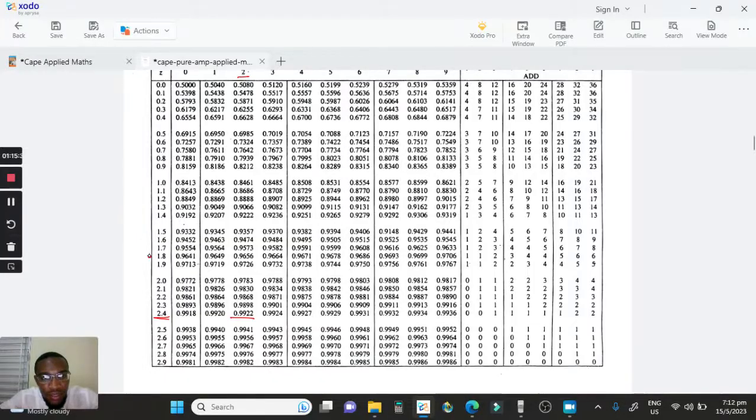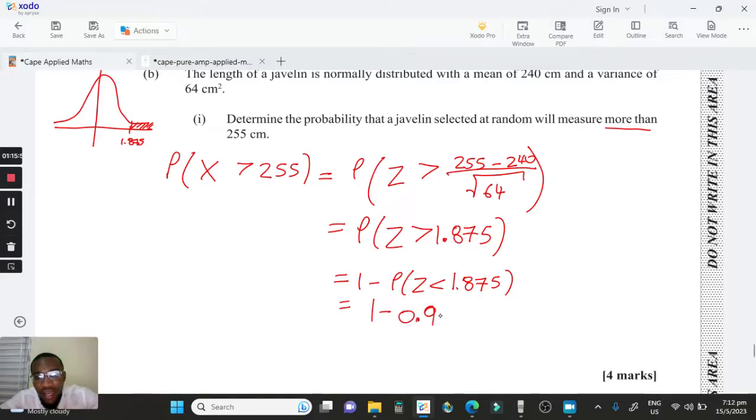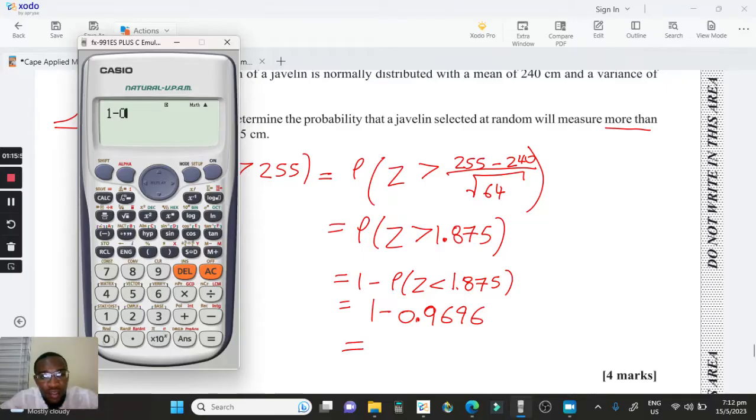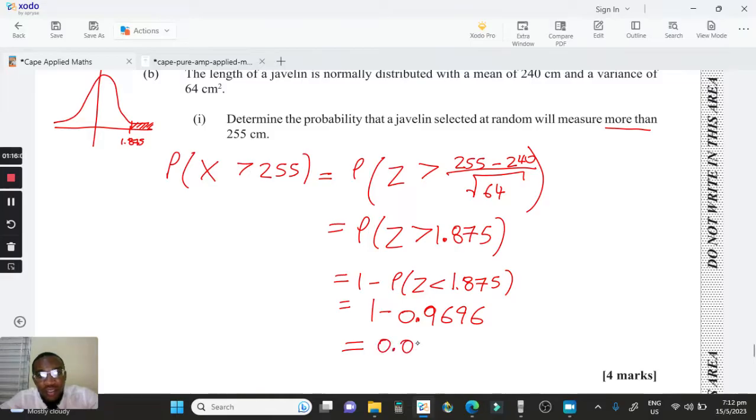So this is a normal table. This is 1.8, this is 1.87, this is 1.88. So in between those two would be 0.963 and 0.9699 is 0.9696. So this is 0.9696. So that's what we're going to do. This is 1 minus 0.9696. We subtract, and we get 0.0304. That's our answer. Easy.